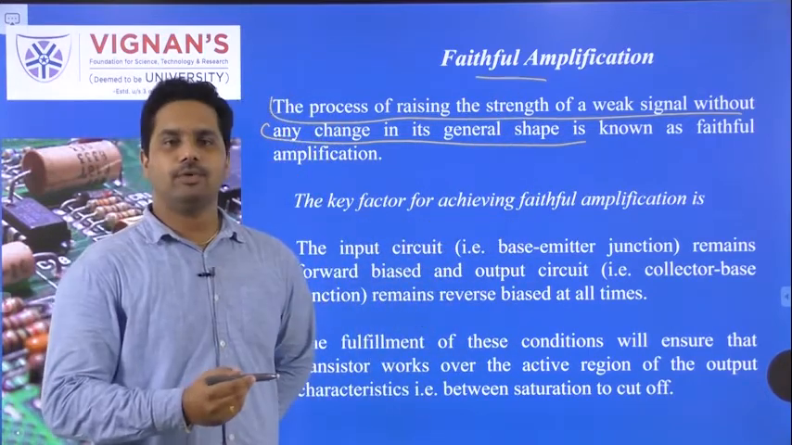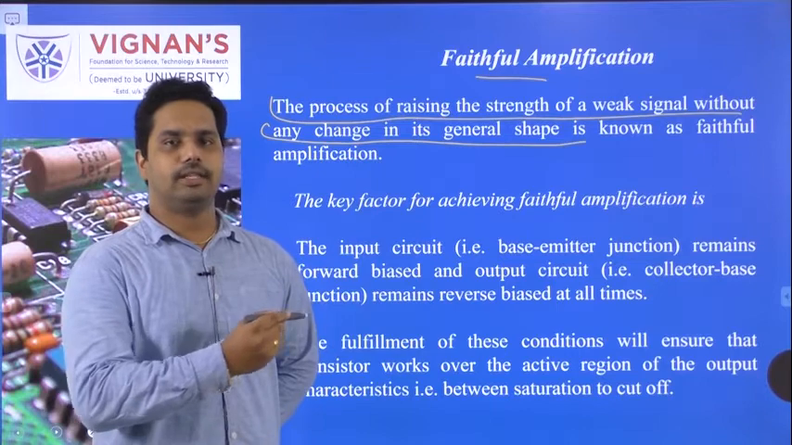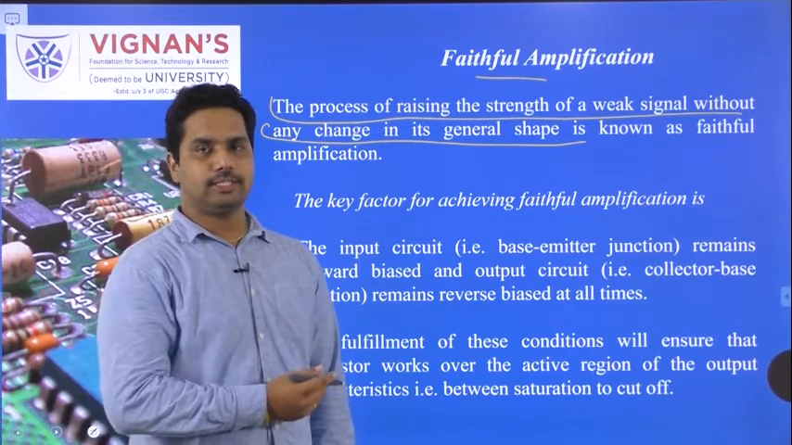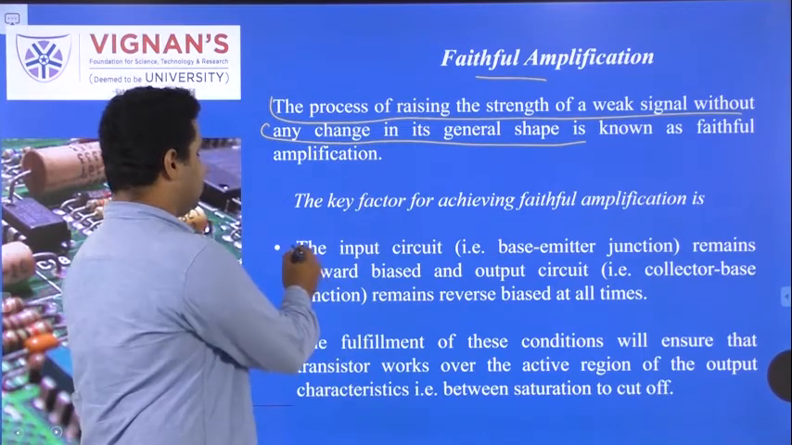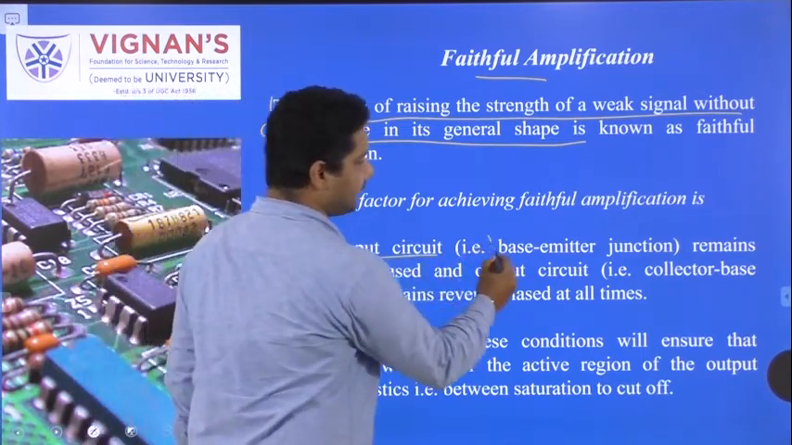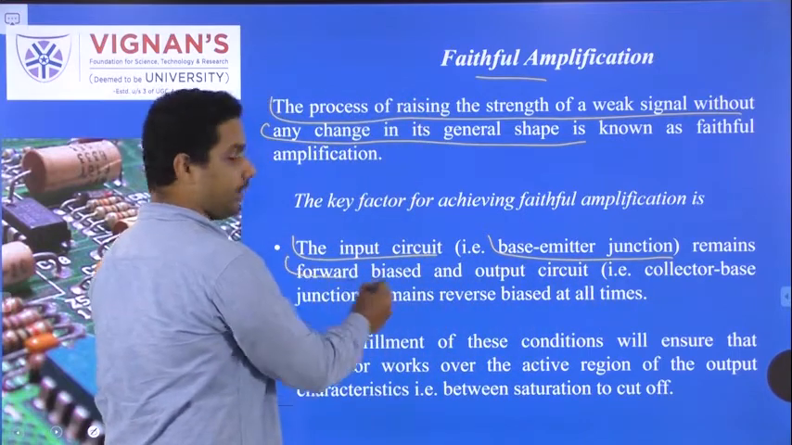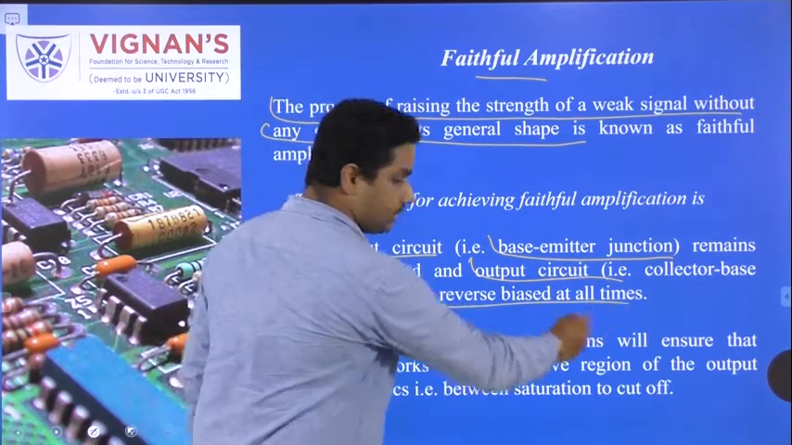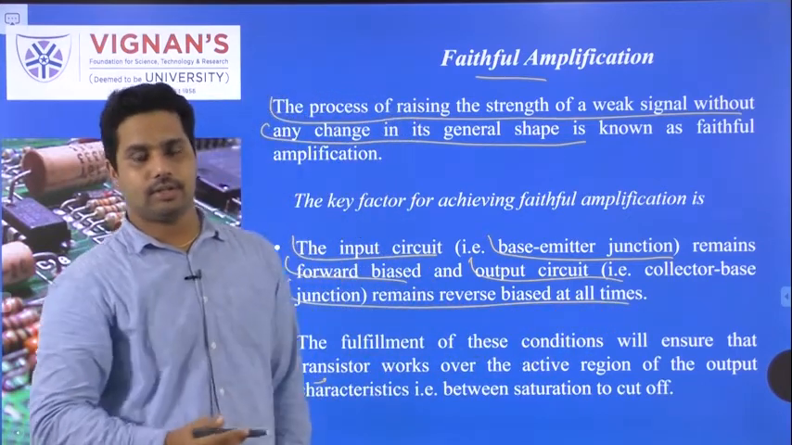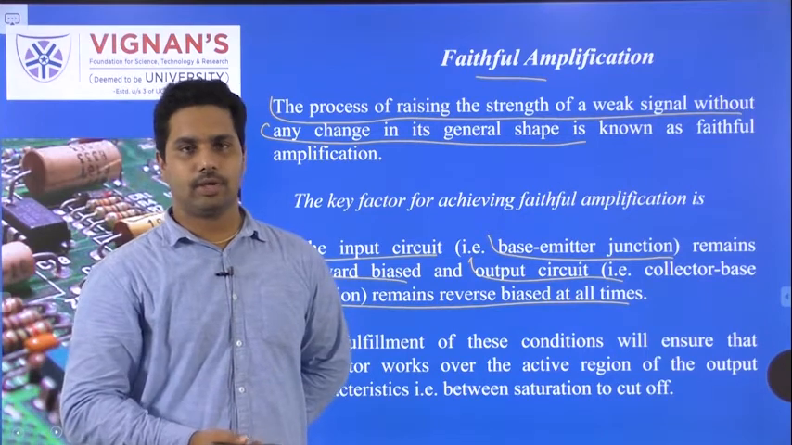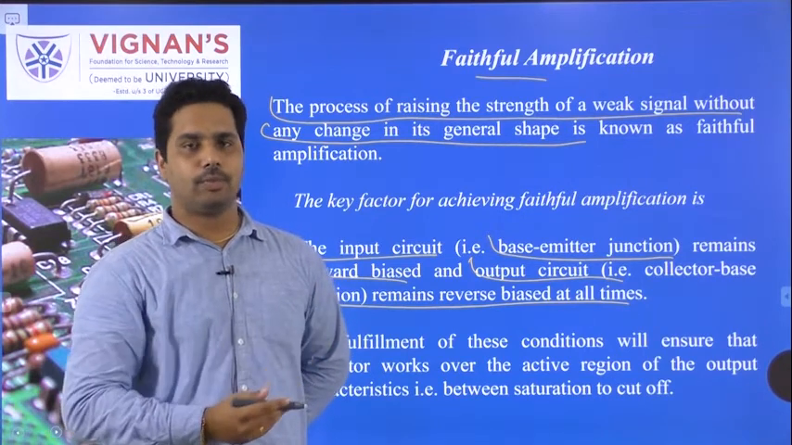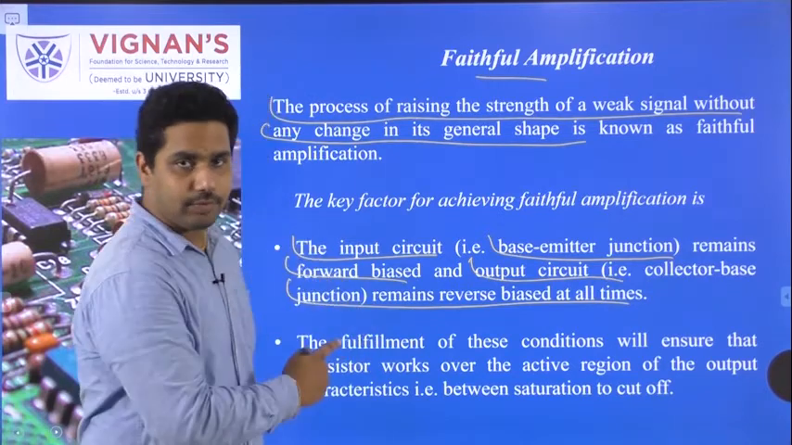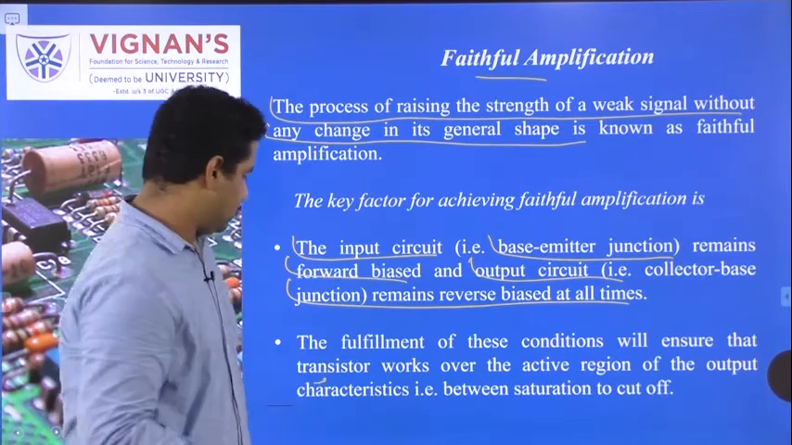And I told you we have to follow some conditions to obtain this faithful amplification. There are some key methods to achieve it. The input circuit, that means the base emitter junction, remains forward biased, and the output circuit, that means the collector base junction, remains reverse biased. You know this is the condition for the transistor to work in the active region. So the emitter to base should be in forward bias and the collector to base should be in reverse bias. That is the first factor we have to see to obtain faithful amplification.